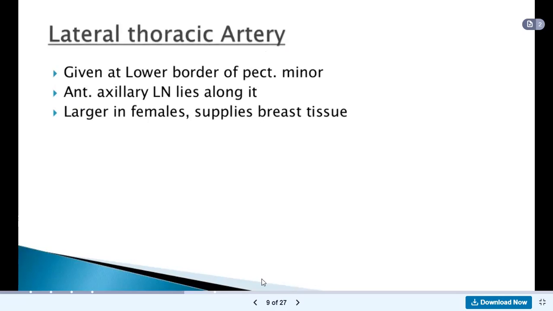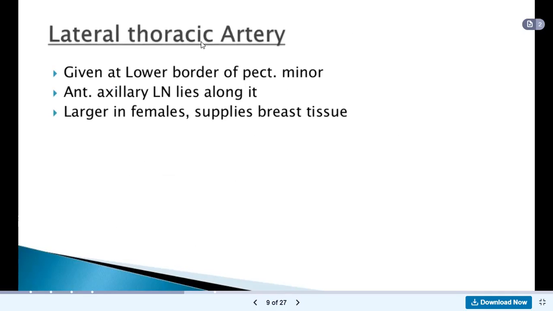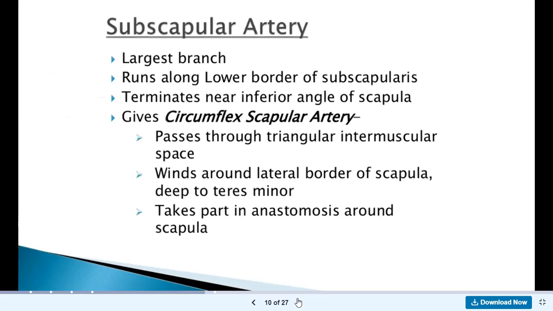So two main arteries we've seen that supply the mammary gland: the pectoral branch of the acromiothoracic artery, and the lateral thoracic artery, supplying the breast tissue and the anterior axillary lymph nodes. Now, the subscapular artery is the largest branch of the axillary artery.